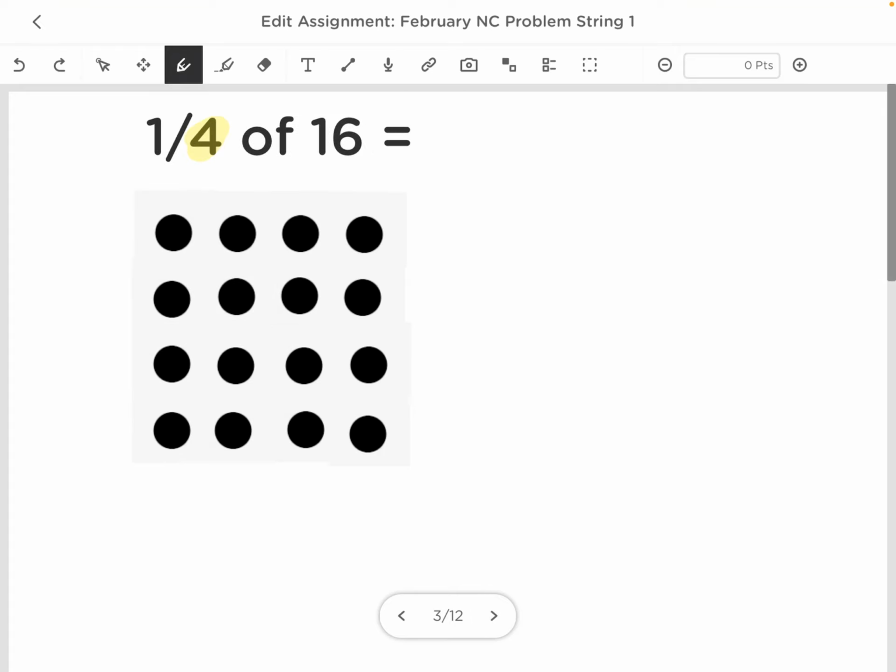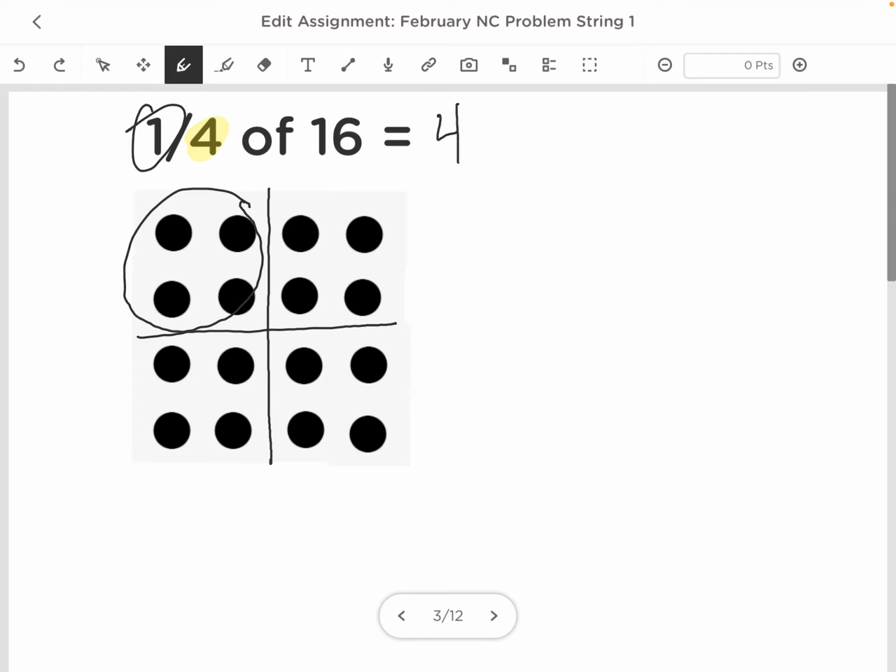Now I have to split this up into 4 even pieces. I'm going to start by cutting it in half. And then I'm going to cut it in half again. And I'll see that 1/4 is going to be 1 piece out of these 4, and that is going to equal 4. Another way I can look at this is I can do 16 divided by 4, and I'm going to get 4.